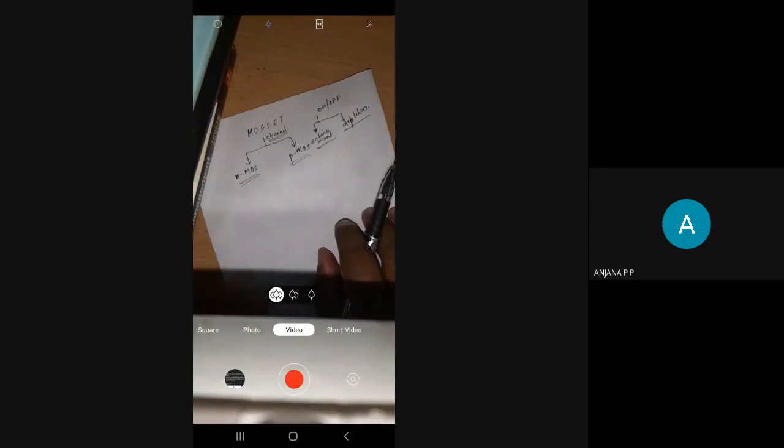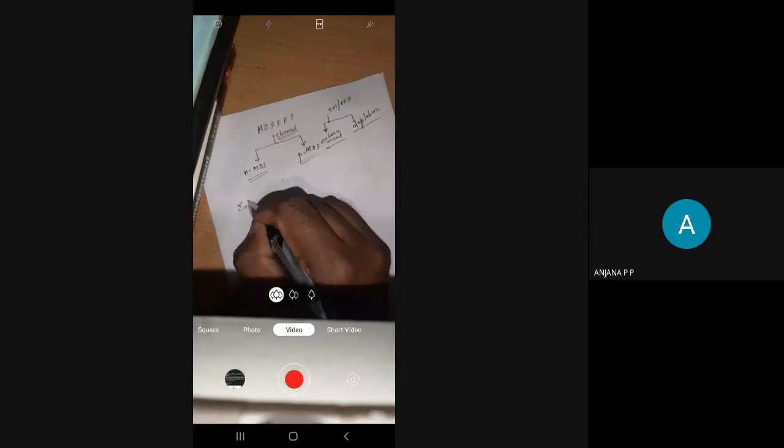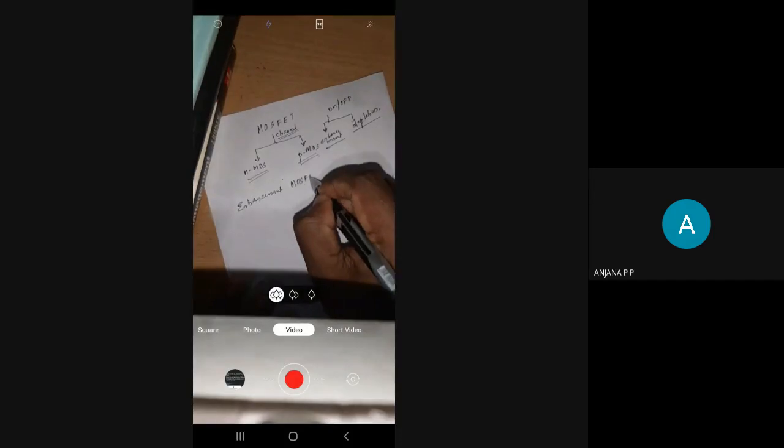Based on the channel, we are having NMOS and PMOS. Now, the first being, we will discuss about the enhancement and depletion MOSFETs. First, you give the heading as enhancement MOSFET. So I will discuss about the structure also here.